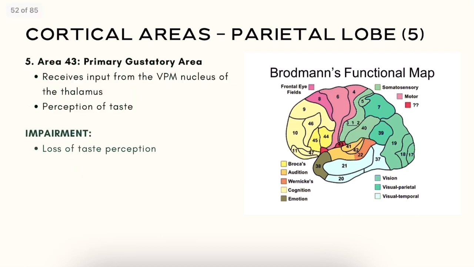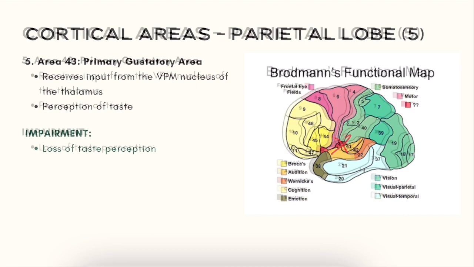All right. And then our fifth, we have area 43, our primary gustatory area. Area 43, it's in the word itself. This receives input from your ventroposteromedial nucleus of your thalamus, which is for the perception of your taste. So that's area 43. If you damage this area, no area 43, you lose your taste perception.